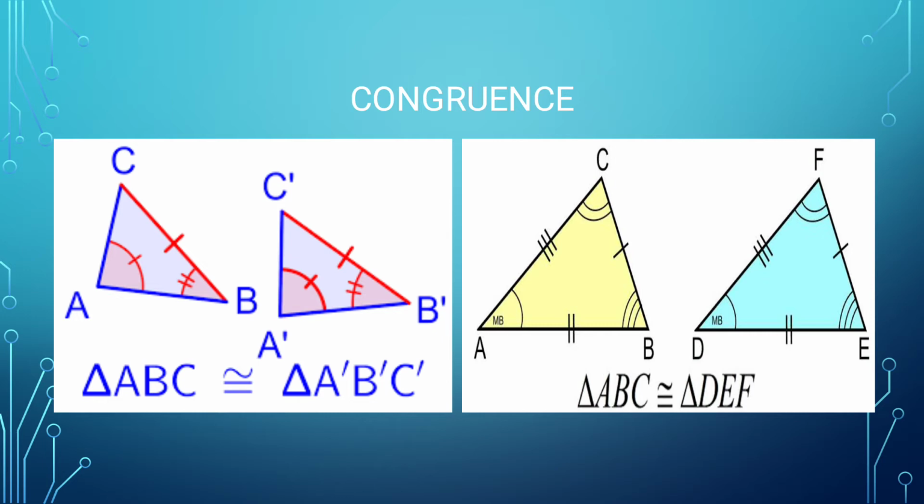For congruence, we can use this symbol. This is the congruent symbol. Again, I'm repeating: if two figures have exactly the same shape and size, so shape and size should be the same, they are said to be congruent.